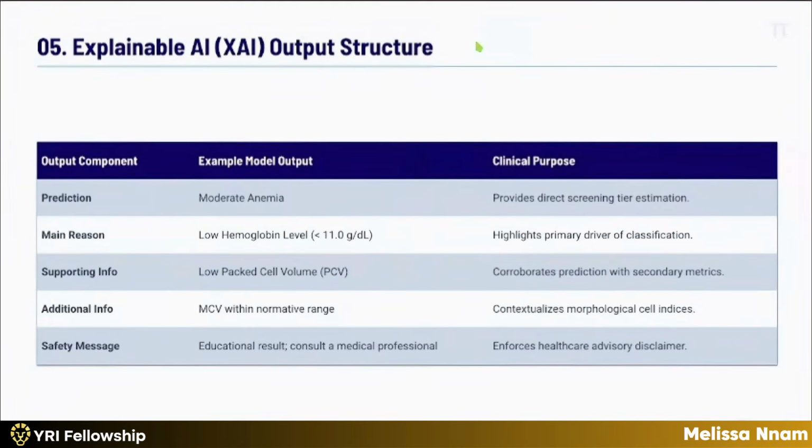Explainable AI output source. So this is moderate anemia. So let's see one of the output sources. We have a prediction for moderate anemia. The clinical purpose provides direct screening tier estimation. The main reason they estimated moderate anemia is because the hemoglobin level was greater than 11. Supporting info is low packed cell volume. Additional info is MCV with normative range. Safety message. Educational result. Consult a medical professional.